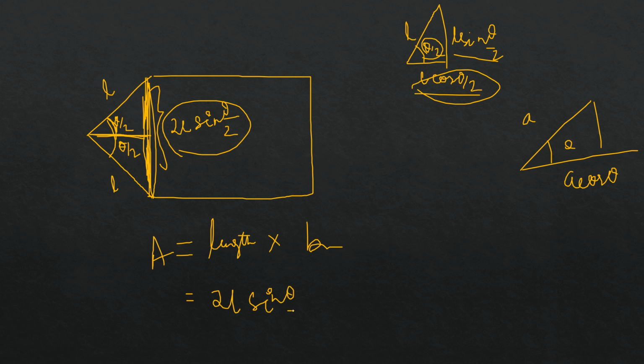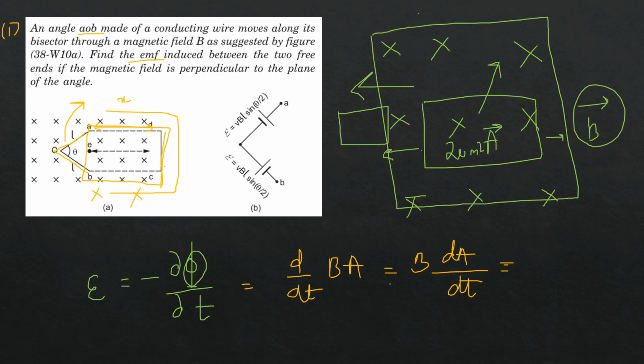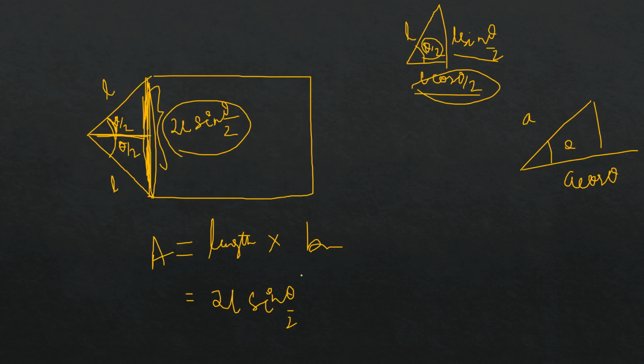What is the other side? The other side is x. We have taken it as x, right? So we'll write it as x into x. Okay, so this is the area.